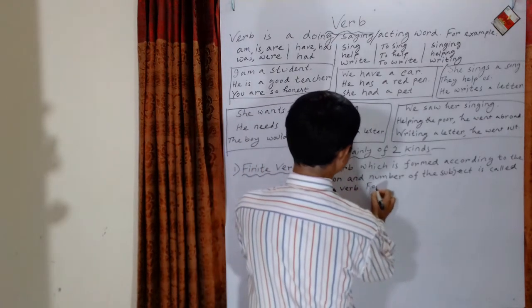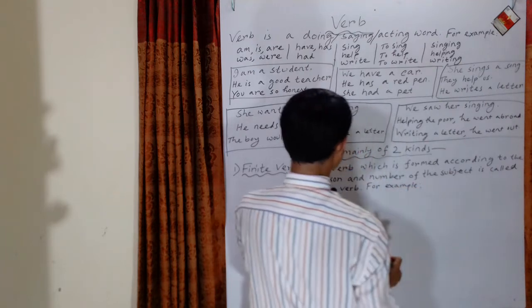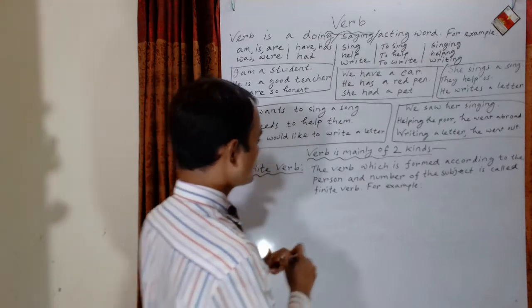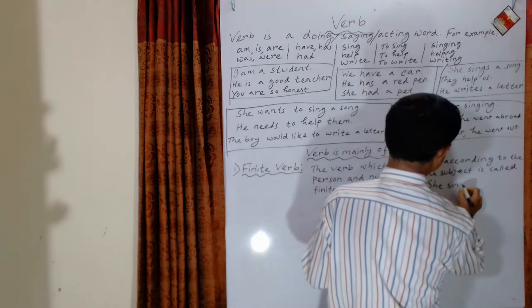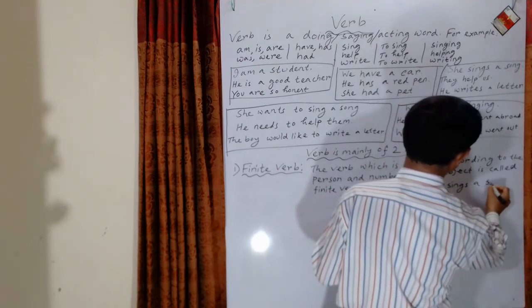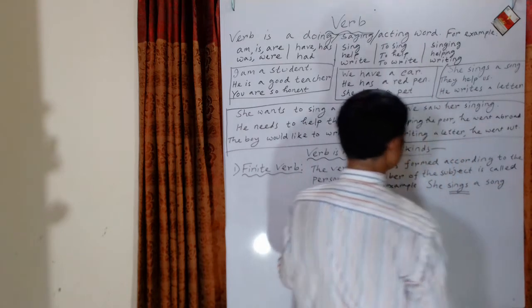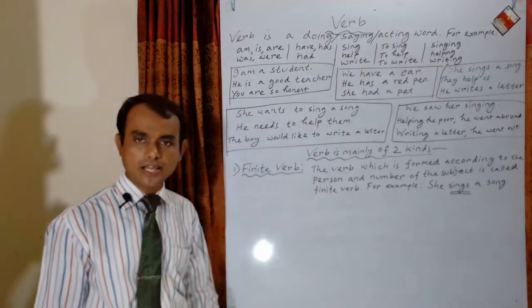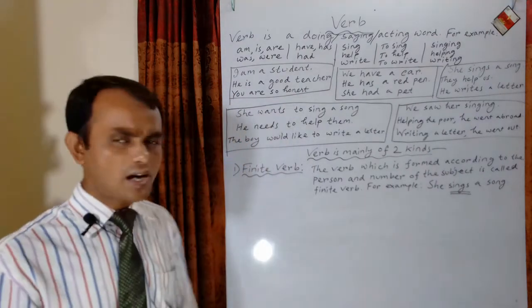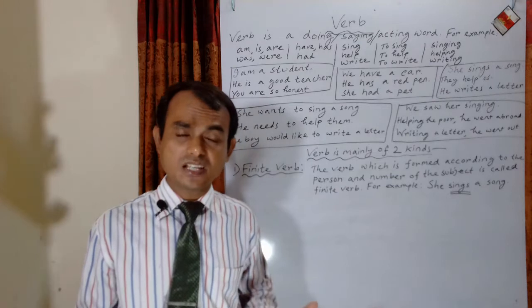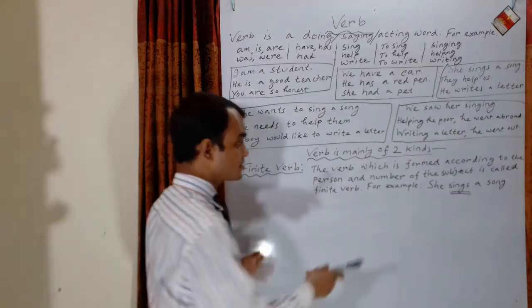For example, she sings a song. Dear students, I have already written the definition of finite verb with this example. The verb which is formed according to the person and number of the subject. For example, she sings a song. Dear students, look at the example.